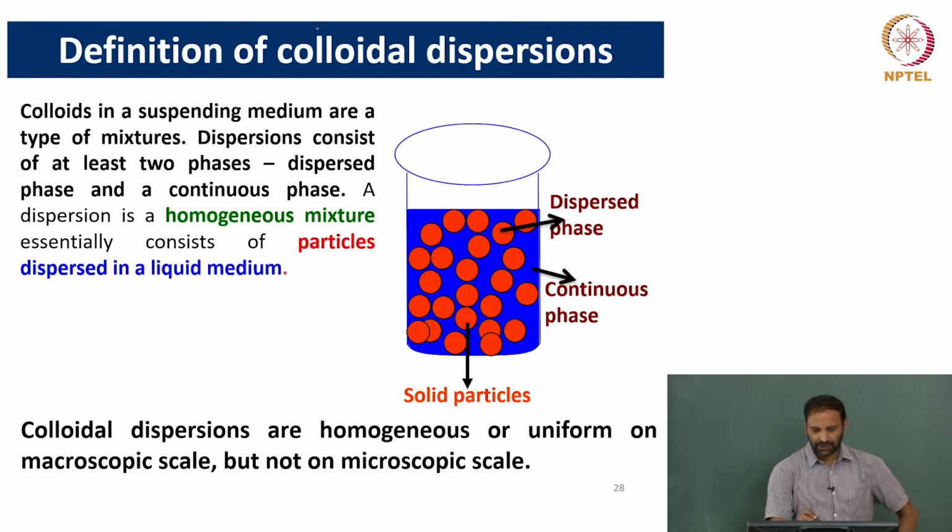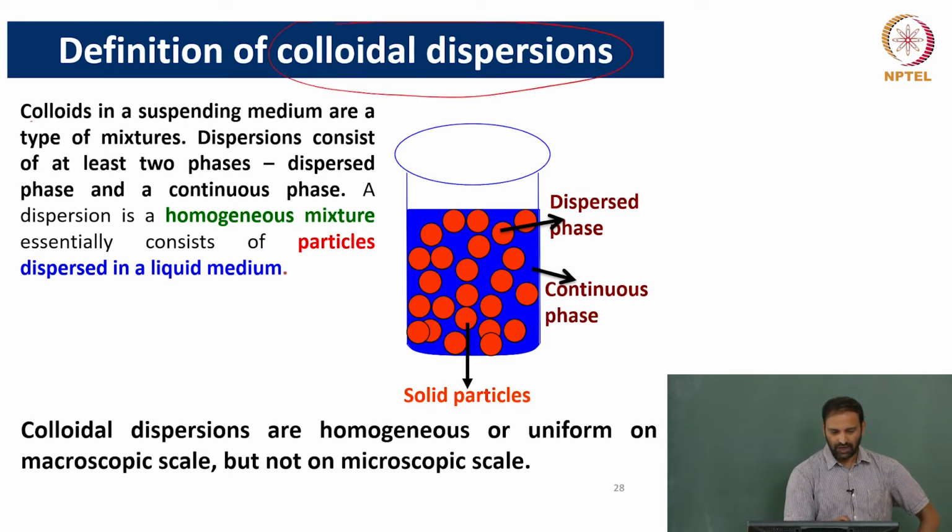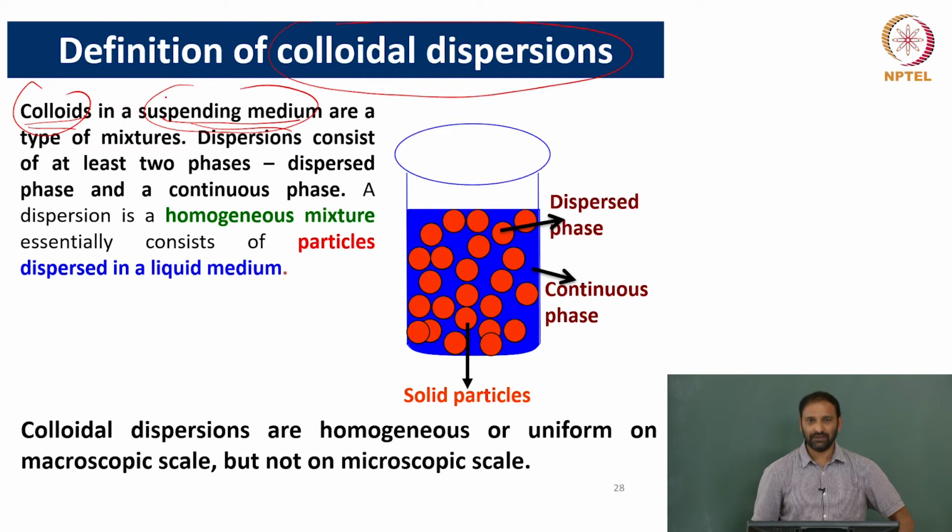A colloidal dispersion is essentially defined as if you have colloids in a suspending medium, right? Therefore, now you have two components. You have colloid and you have suspending medium. So in the picture here, you have these red things. These are the colloidal particles, okay, and the blue thing is the suspending medium.